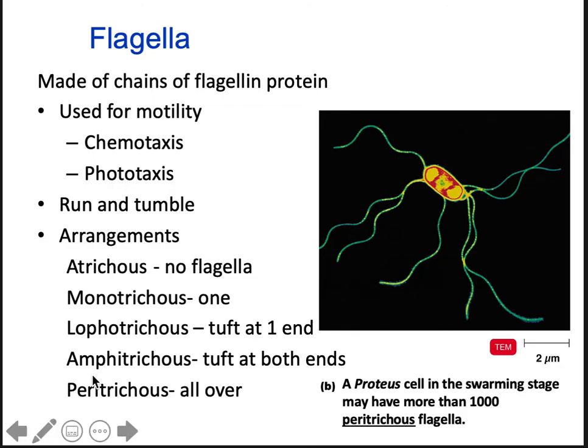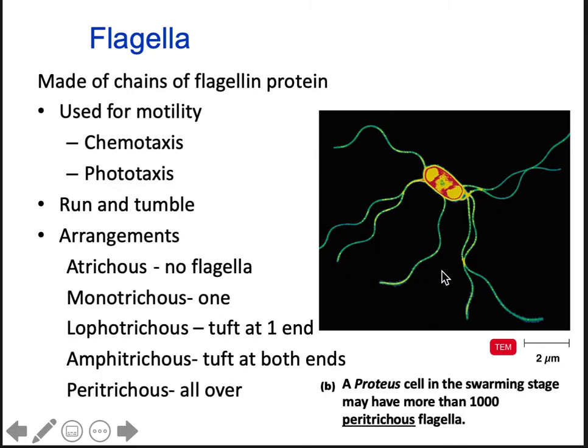Amphi means both ends. So amphitrichous would mean it has one or a bundle at each end. And actually, amphitrichous should mean a tuft at both ends. Lophotrichous means a tuft at only one end. And monotrichous means it has only one flagellum. And of course, putting the A in front, atrichous means no flagella at all, and we don't even usually bother to say that.